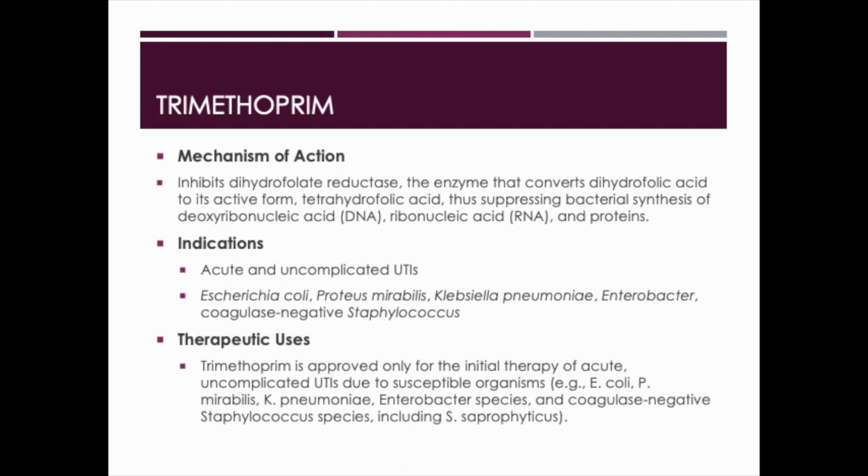We use this drug for acute and uncomplicated UTIs. And specifically, it is good at eradicating E. coli, Proteus, Klebsiella, Enterobacter, Staphylococcus, those types of UTIs. And it's only approved for the initial therapy of acute uncomplicated UTI for these susceptible organisms, but we can actually combine it with sulfamethoxazole, and this will allow it to have more applications, which we're going to talk about in a couple slides from now.